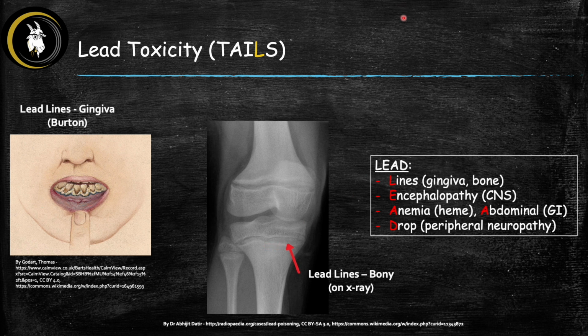And then finally, there's a good mnemonic for the main symptoms of the toxicity, and it actually is the word lead itself. So L is lines, which are the gingiva and bone lines. E is for encephalopathy, so don't forget the CNS problems, especially in kids. A is for anemia due to impaired heme synthesis, as well as abdominal for the GI tract symptoms. And then finally, D is for drop, which is the wrist and foot drop, and peripheral neuropathy.